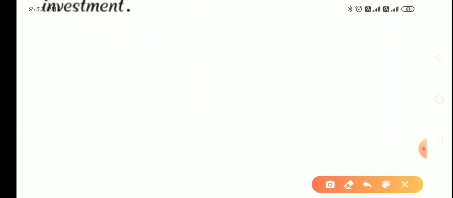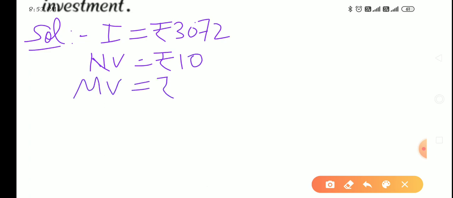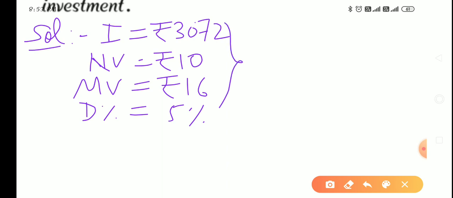Solution. Investment I equals rupees 3072, NV rupees 10, MV rupees 16, and dividend percent 5%. These four things are given. First part: annual income, you have to find the annual income.